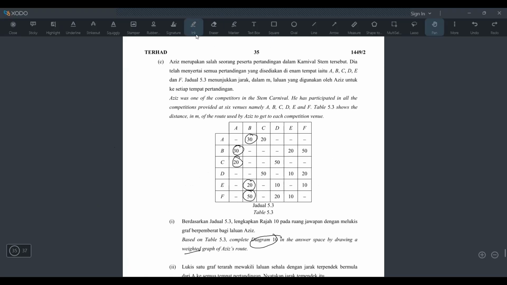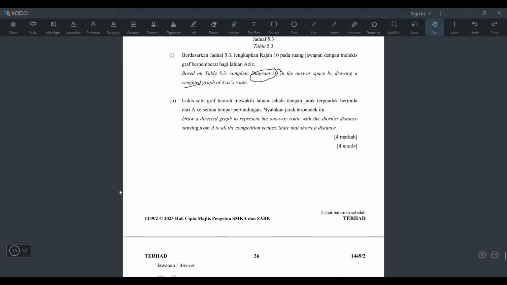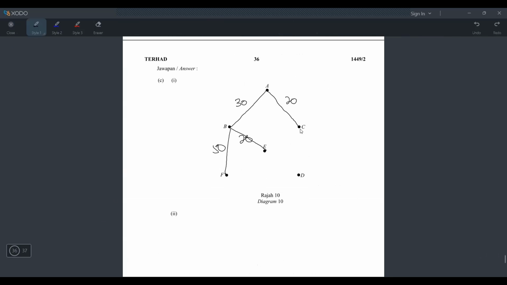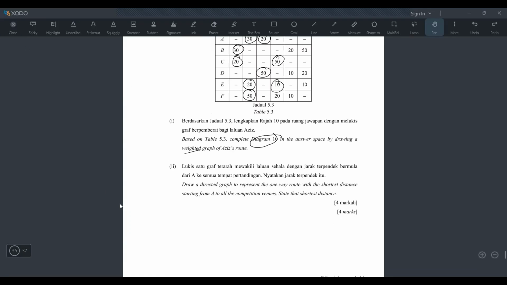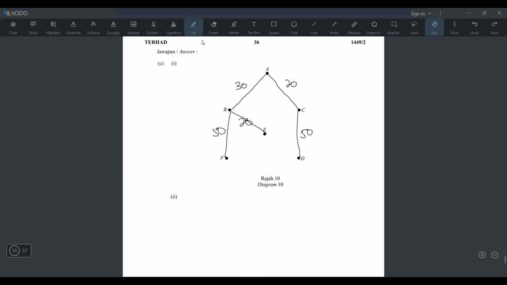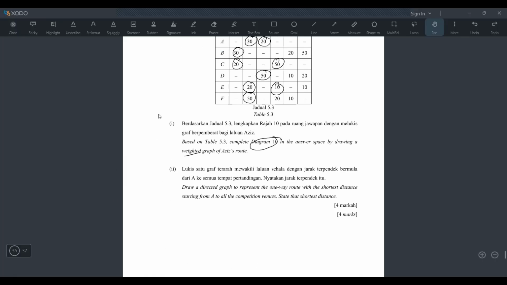And then CA 20, but I did that already just now. I did AC already; AC and CA are the same. So CD 50. Now DC 50 already done, DE 10. Use a ruler, okay. DE 10.